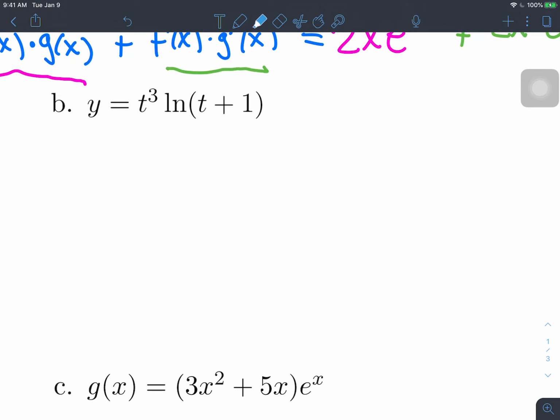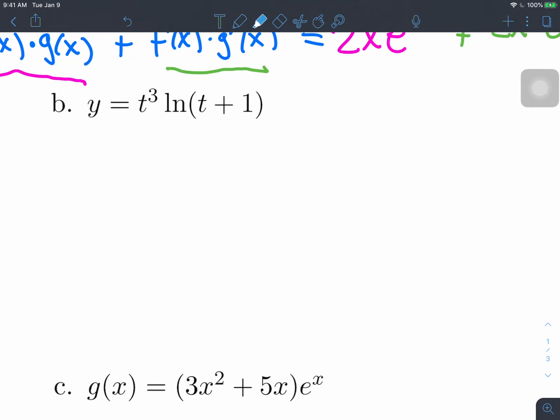Is this a product of functions? Hands up for yes, we think it's a product of functions. Hands down. Hands up if we think no, we're not sure that this is a product of functions. Okay, good. Everybody thinks it's a product of functions. It is a product of functions.